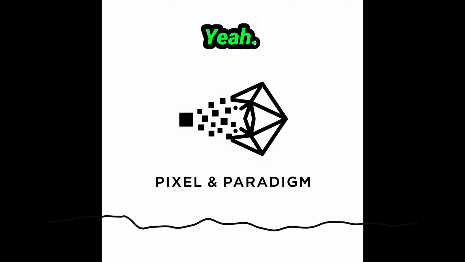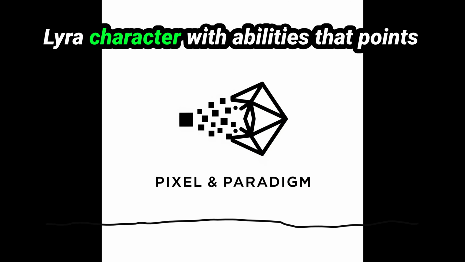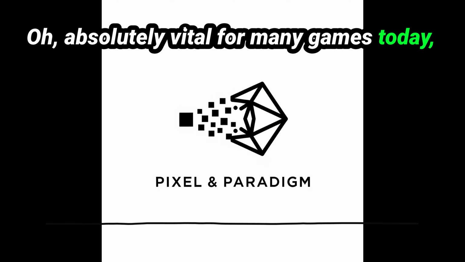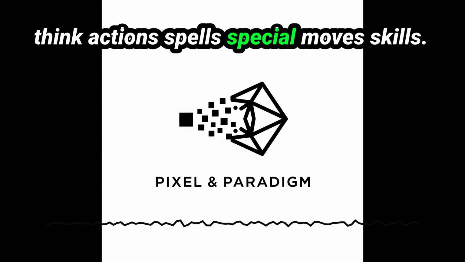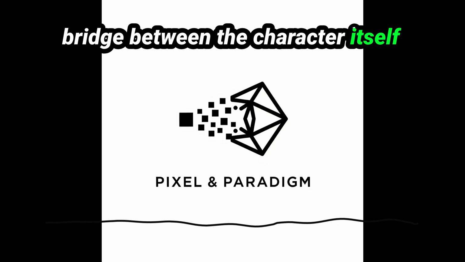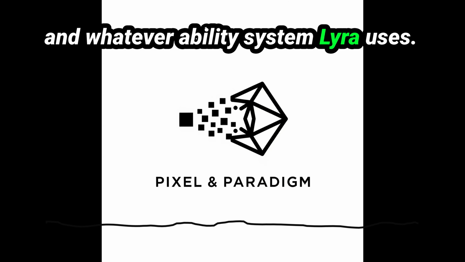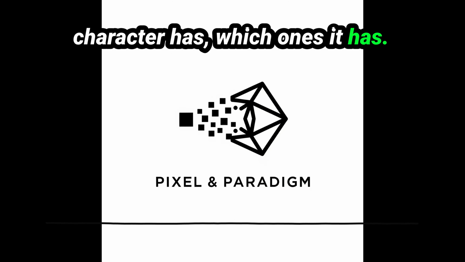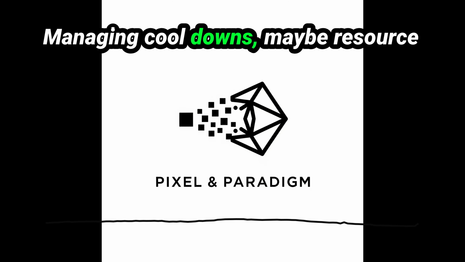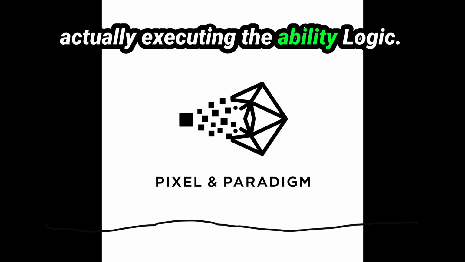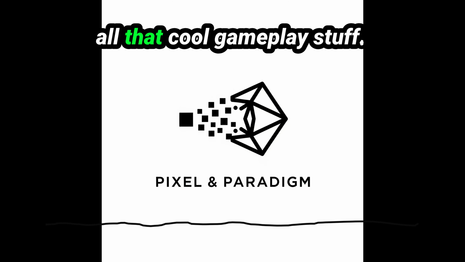Keeps it cleaner, yeah. And then for gameplay systems, we see LyraCharacterWithAbilities. That points directly to an ability system integration. Oh, absolutely vital for many games today. Think actions, spells, special moves, skills. This component would likely be the bridge between the character itself and whatever ability system Lyra uses. So managing which abilities the character has? Which ones it has, how to trigger them, managing cooldowns, maybe resource costs like mana or stamina, and actually executing the ability logic. Yeah. Connects the character to all that cool gameplay stuff.